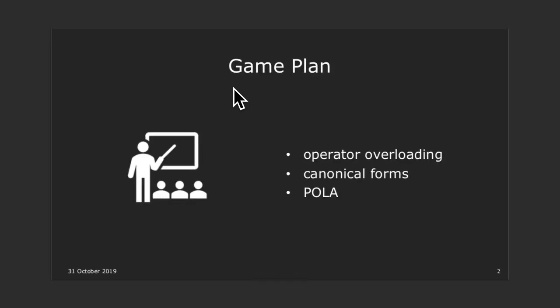All right, so today we're going to talk about operator overloading. Then we're going to go through a lot of examples. I call these canonical forms. These are essentially the most common types of operator overloading that you'll see. And then we're going to talk about this thing called POLA, which stands for a really funny principle, and we'll talk about that later.